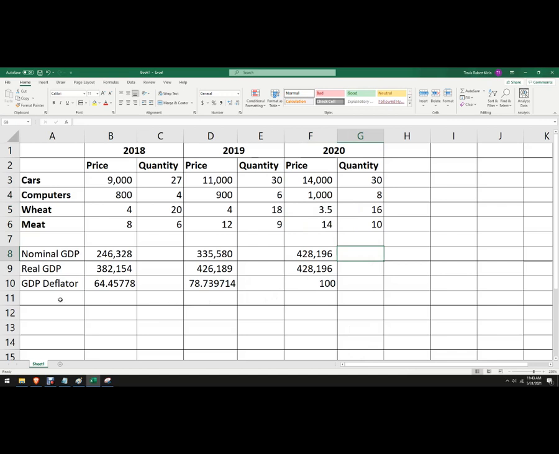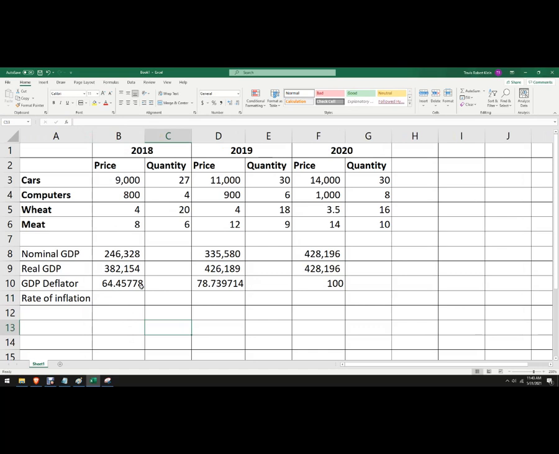Now, just in case you were asked to do the rate of inflation, that formula is the percent change formula. So we can actually calculate that in the GDP deflator, from one period to the next. We won't actually know that for 2018 because we don't know what 2017 was, but we do know the formula is new minus old over old. So we can take 2019 and subtract 2018 because that's where we were, and then divide by our 2018 GDP deflator, and then multiply this whole thing by 100, and that should give us the rate of inflation. So 18% inflation from 2018 to 2019.